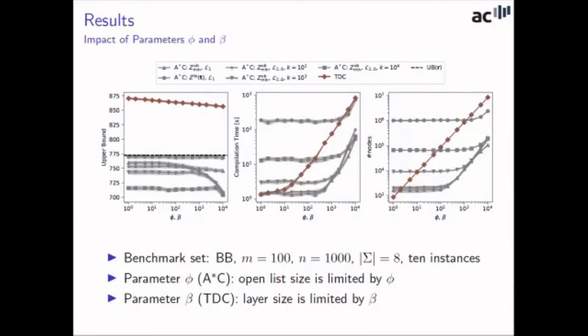This we cannot say about the A-star-based compilation algorithm, because the classical A-star search algorithm also has a worst-case complexity which is exponential. And this is also true if we compile a relaxed decision diagram with A-star. However, we see in practice that, in particular for large values of phi, we can compile a relaxed decision diagram faster than with the top-down construction method.